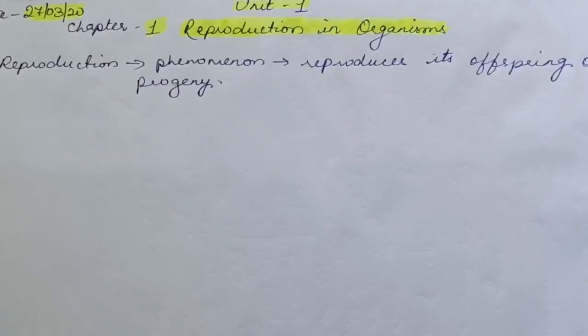We can also say that it is not only the defining unit of living organism. It is not only the defining unit of life. It is the distinguishing unit between living organisms and non-living organisms. The essential criteria of living organism we have already studied in the first chapter, that is Living World of 11th standard.